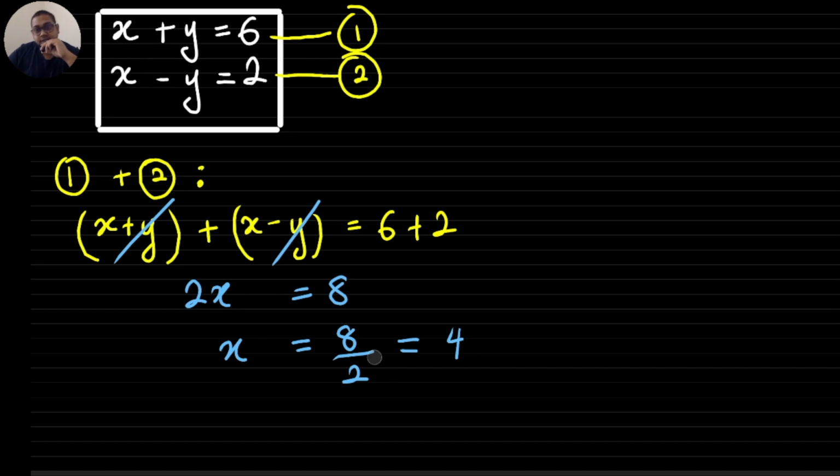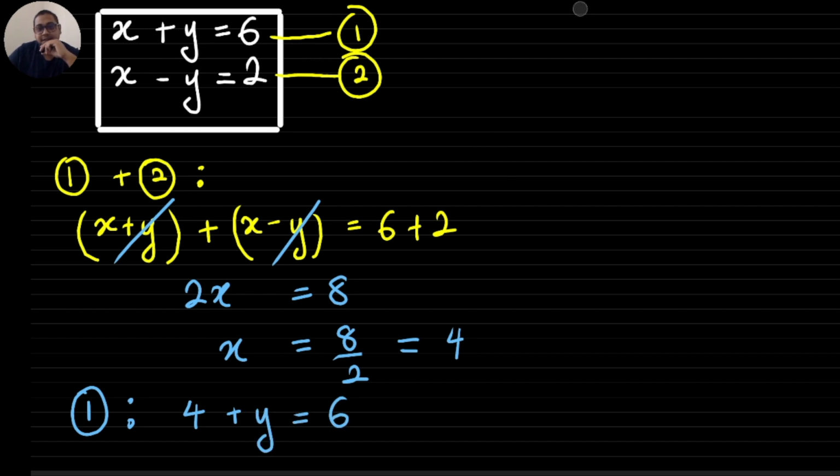So what we can do is use either equation 1 or equation 2 to find the answer for y, the solution for y. In this case, I'm going to use equation 1. And now wherever I see x, I simply need to substitute 4 instead. So equation 1 again is x plus y. So instead of x, I'm going to substitute 4. 4 plus y equals 6.